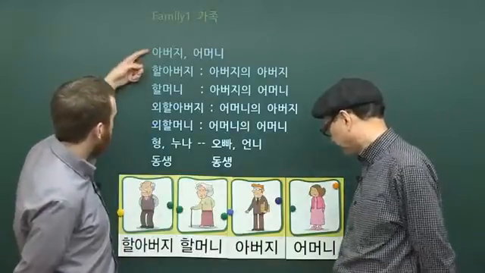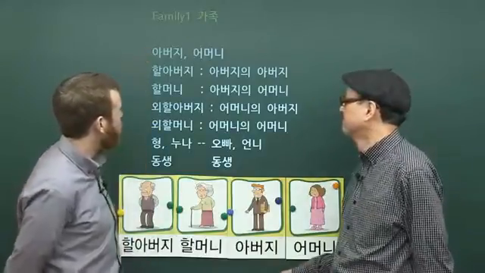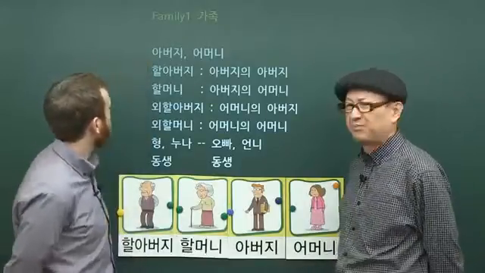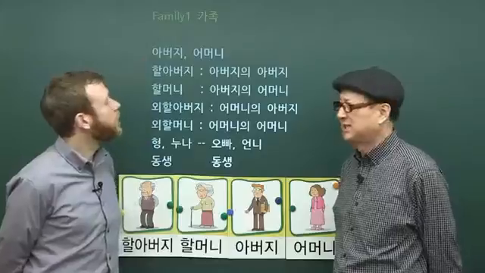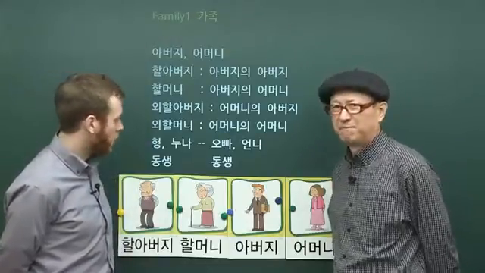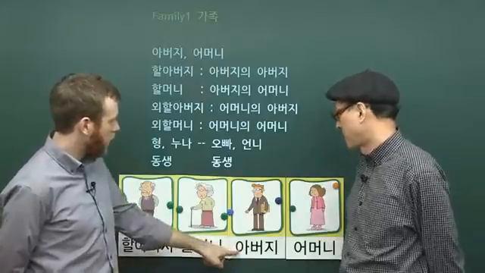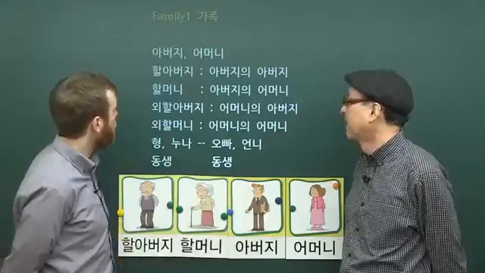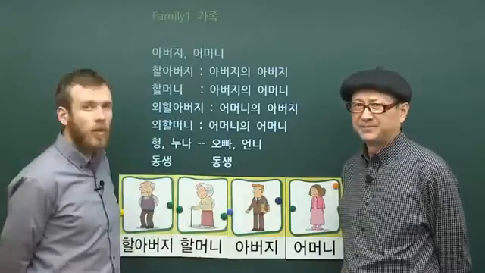Now below that, we've got a bunch of new terms to look at. Why don't we start up here? 아버지. Father. I've got a picture down here. It says 아버지, and I've got a picture of 아버지.